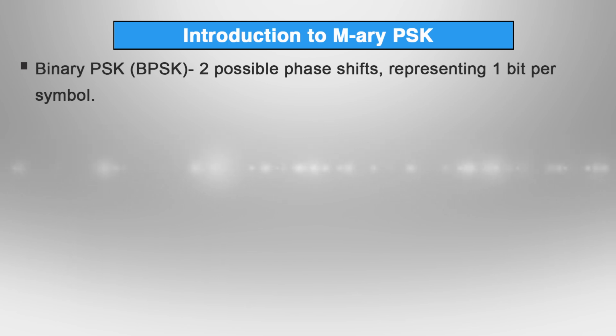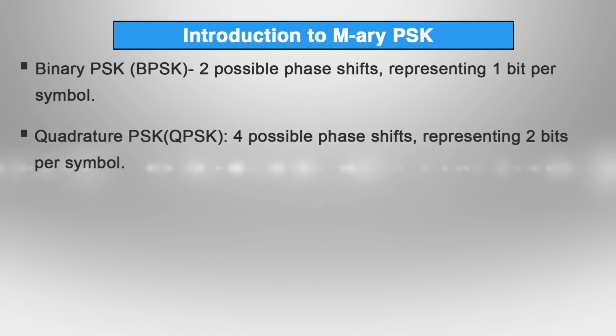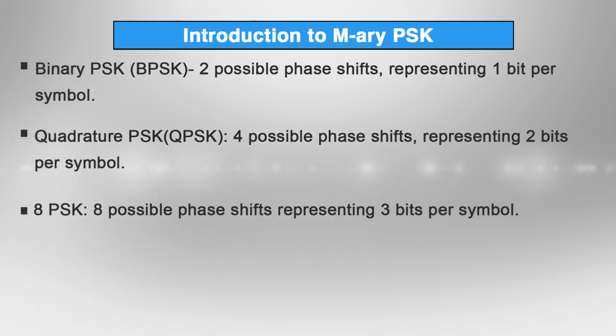The most common forms of M-ary PSK are BPSK, QPSK and 8PSK. Binary PSK, that is BPSK, has two possible phase shifts representing 1 bit per symbol, as we discussed in previous lectures. Quadrature PSK, that is QPSK, has 4 possible phase shifts representing 2 bits per symbol, which was also discussed in the previous lecture. 8PSK has 8 possible phase shifts representing 3 bits per symbol.